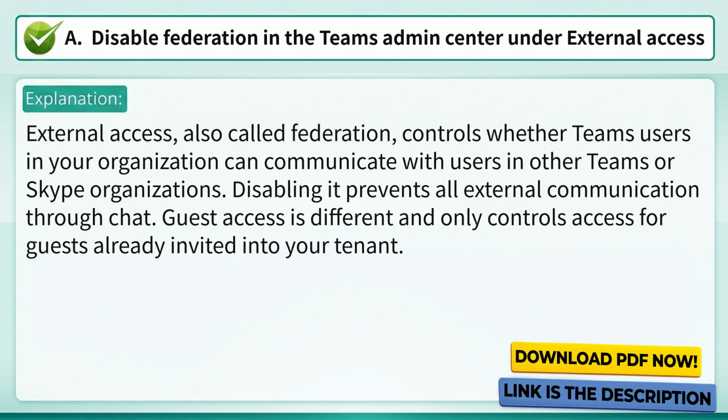Correct answer. A. Disable federation in the Teams Admin Center under external access. Explanation. External access, also called federation, controls whether Teams users in your organization can communicate with users in other Teams or Skype organizations. Disabling it prevents all external communication through chat. Guest access is different and only controls access for guests already invited into your tenant.